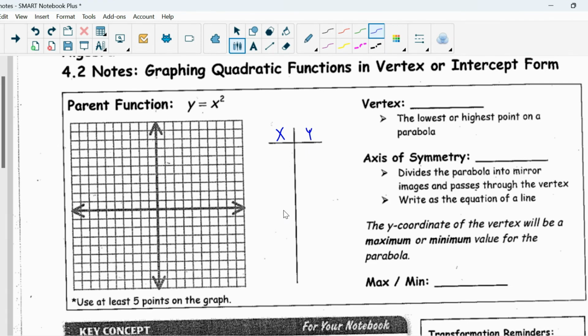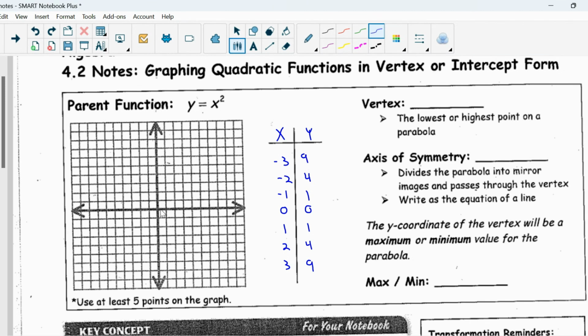So let's start by inputting 0. If you input 0 into this equation, our output would also be 0. If we were to input 1, 1 squared is 1. Input 2, 2 squared is 4. Input 3, 3 squared is 9. And you can also do the same with negatives. Negative 1 squared is 1. Negative 2 squared is 4. And negative 3 squared is 9.